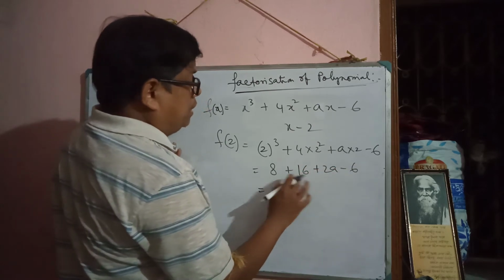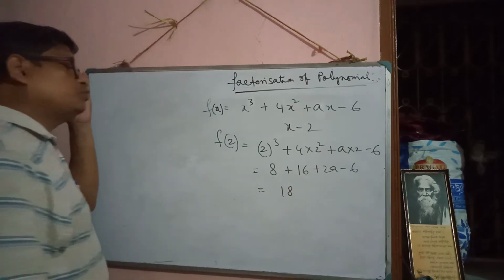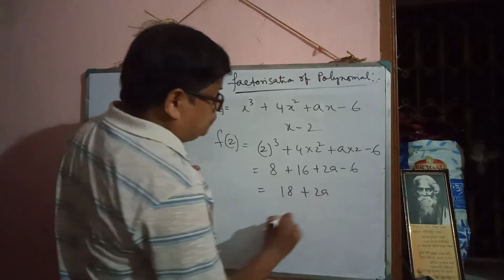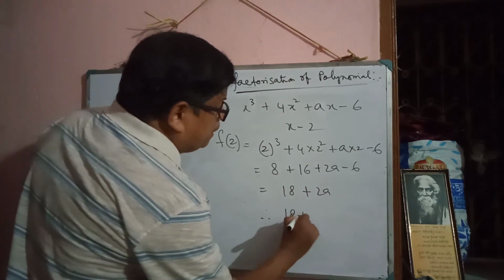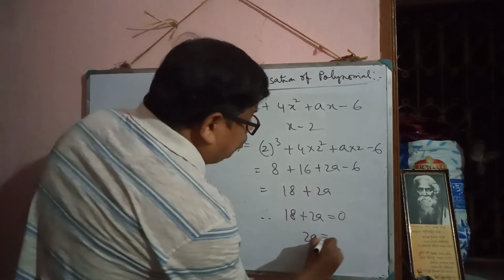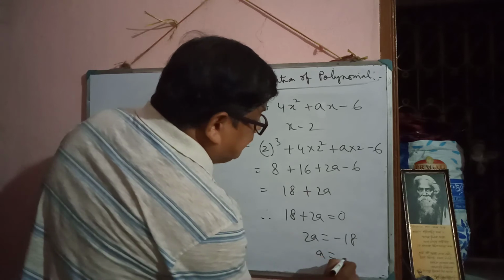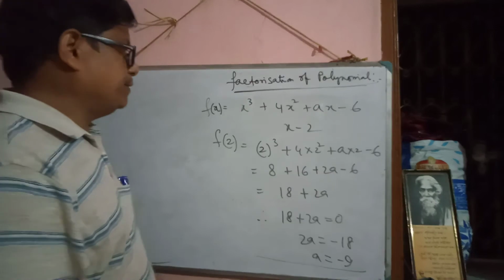That is 18 plus 2a. Since the factor is given, we can write 18 plus 2a equal to 0. So 2a equal to minus 18. That is a equal to minus 9. This is the answer.